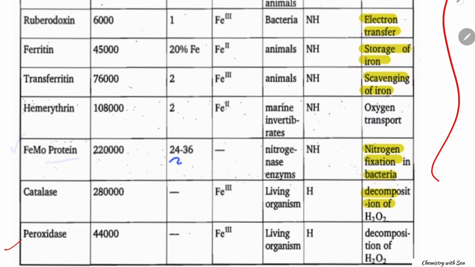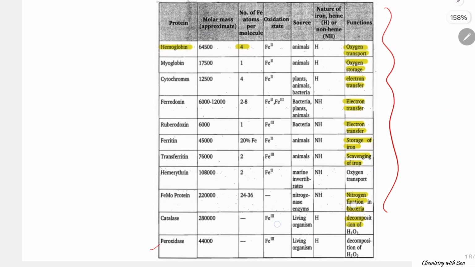Iron molybdenum protein contains 24 to 36 units of iron and is present in the nitrogenase enzyme. This is a non-heme protein and its main function is nitrogen fixation in bacteria. Catalase contains Fe3+ and is found in living organisms. This is a heme protein and decomposition of H2O2 is its function. Peroxidase contains Fe3+ and is found in living organisms. It is a heme protein and its main function is decomposition of H2O2.